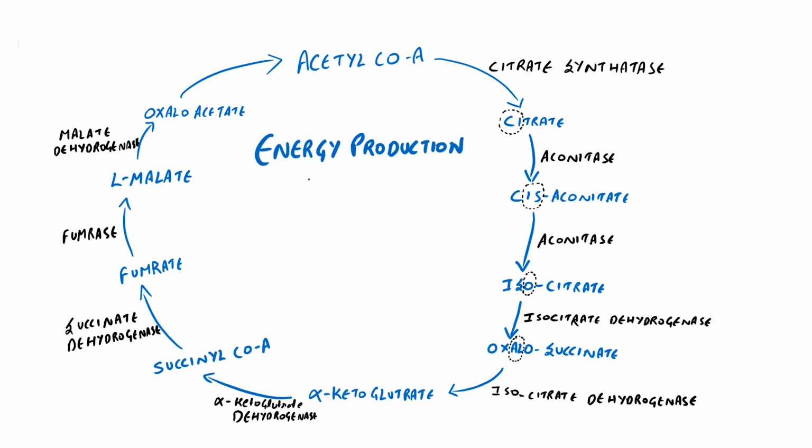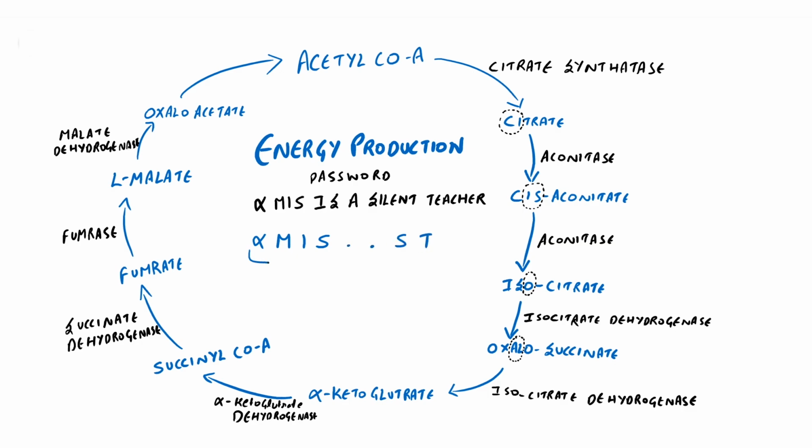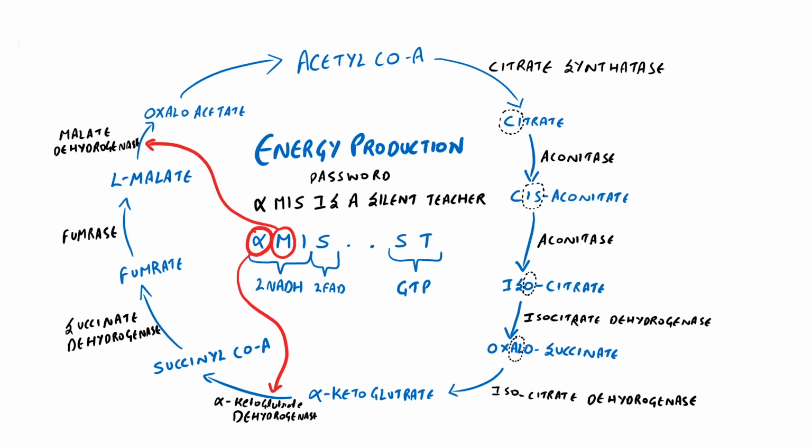You just have to remember a simple password for that, that is: Alpha miss is a silent teacher. Here alpha, M and I each produce 2 NADH, S produces 2 FADH and ST produces 2 GTP. Alpha stands for alpha ketoglutarate dehydrogenase, M stands for malate dehydrogenase, I stands for isocitrate dehydrogenase.